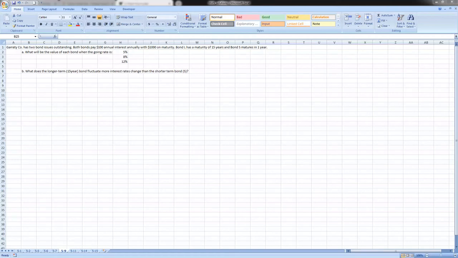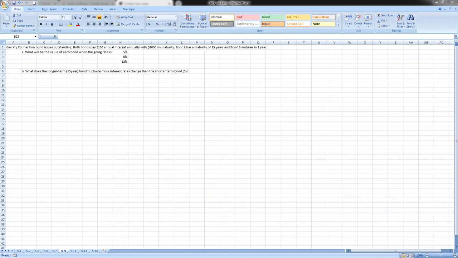The Garrity Company has two bond issues outstanding. Both bonds will pay $100 annually. That is a coupon payment of $100 annually, with $1,000 of par value that's paid upon maturity. Bond L has a maturity of 15 years, and Bond S has a maturity of 1 year.